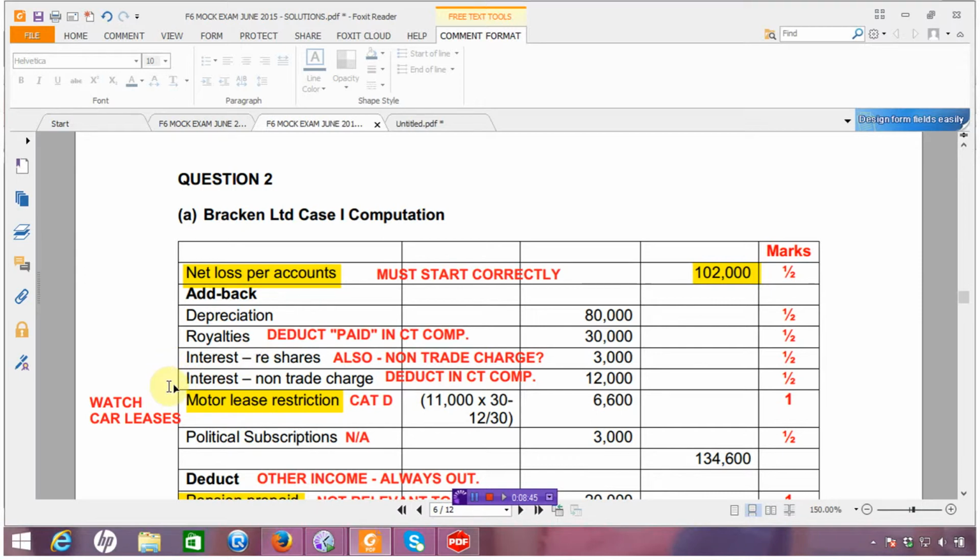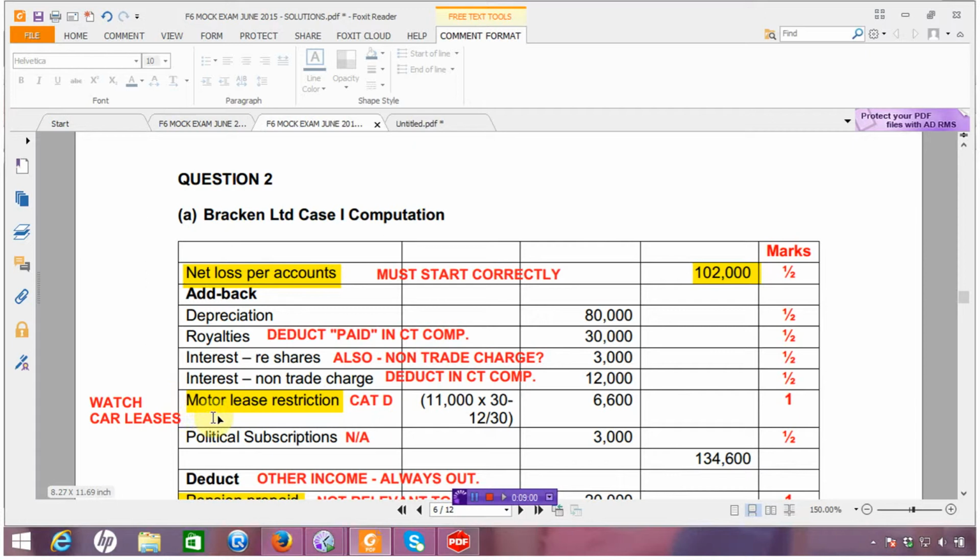These 2 items here, for me, they are interest for non-trade purposes. So for me, they are non-trade charges, and we'll see when we look in the comp in part B that they should be deducted from non-trade income.